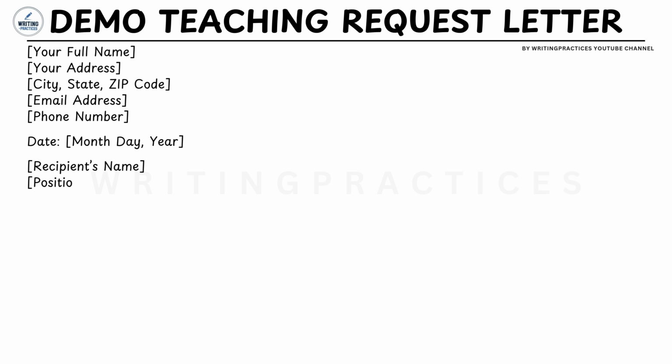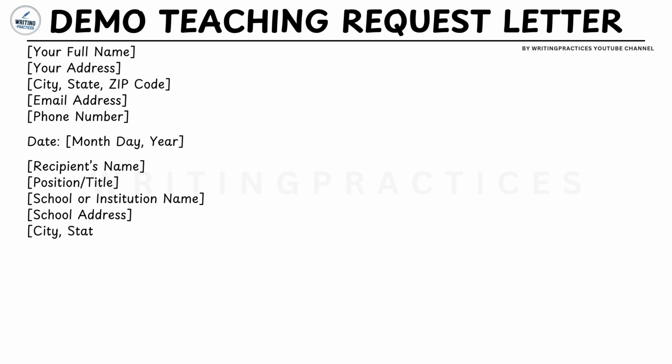Recipient's information, addressing the letter properly. Now we move on to the recipient's information. This should include the name and position of the person you're addressing, followed by the school or institution details. Start with the recipient's name. If you know the hiring manager or principal's name, use it here. Then write their position or title, like principal or HR manager or head of department. Next, include the full name of the school or institution. Under that, provide the school address, city, state, zip code. Taking the time to fill out this section accurately shows professionalism and helps ensure your letter gets to the right person.